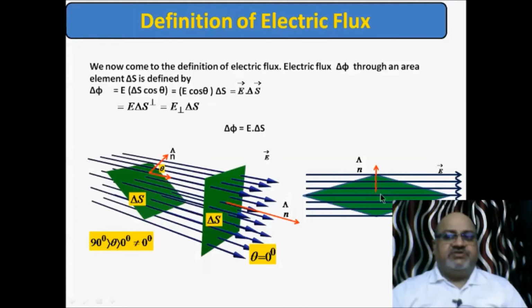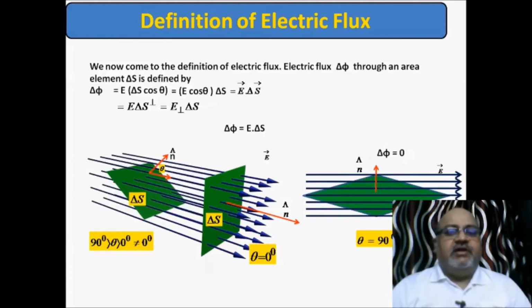Now what is the situation? See, the angle between n cap and E is 90 degrees. Theta is 90. So if we put theta 90 here, what will be the flux associated with this small area element dS? It is 0. Delta phi is 0.